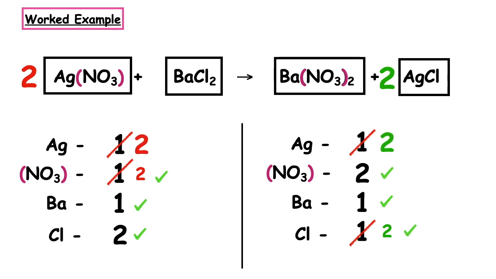Remember, we have to check our shopping list twice, so we go back up to the top. How many silvers do I have now? I have 2 on the left hand side. How many do I have on the right hand side? I have 2. They balance, so I can tick them off. Nitrates balance, barium's balance, and chlorine's balanced. That's us completed the balanced equation.